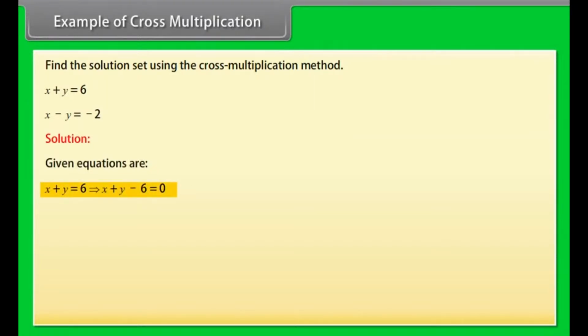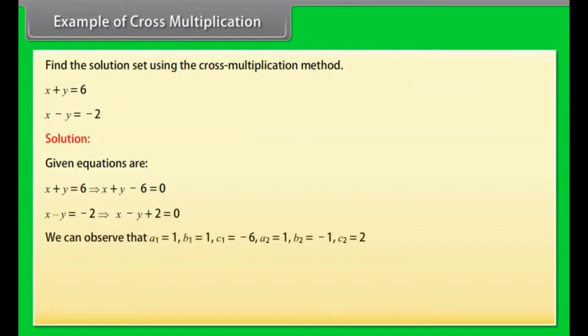It implies x plus y minus 6 is equal to 0. x minus y is equal to minus 2, which implies x minus y plus 2 is equal to 0. We can observe that a1 is equal to 1, b1 is equal to 1, c1 is equal to minus 6, a2 is equal to 1, b2 is equal to minus 1, c2 is equal to 2.